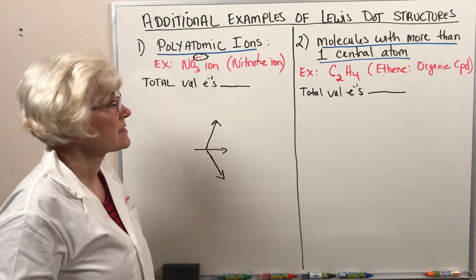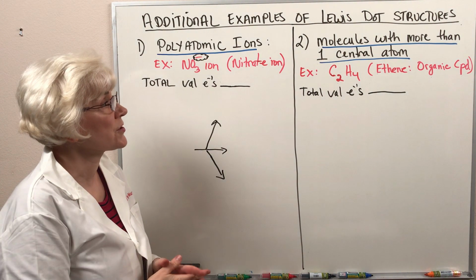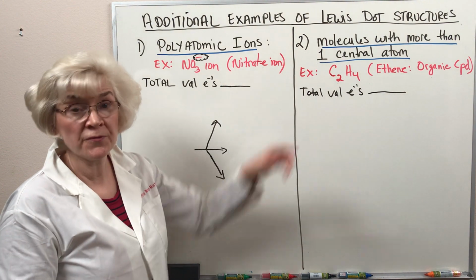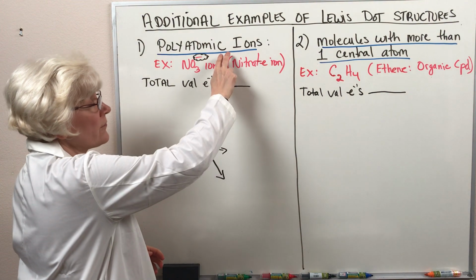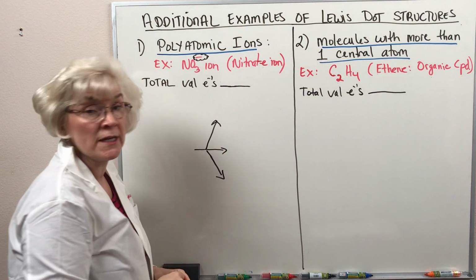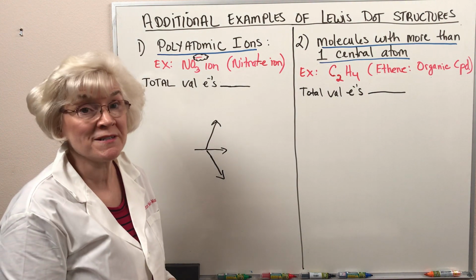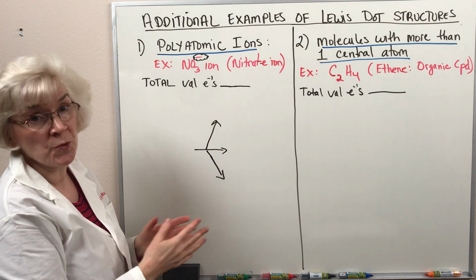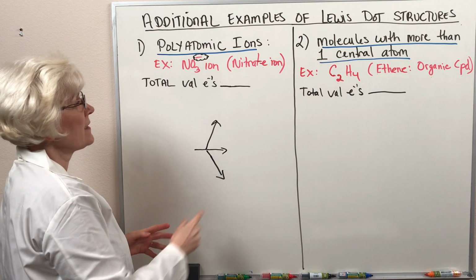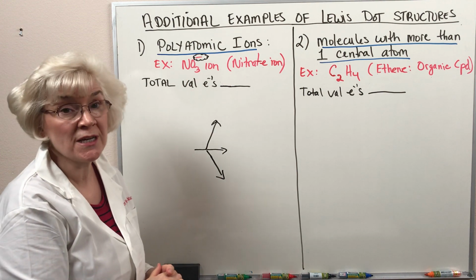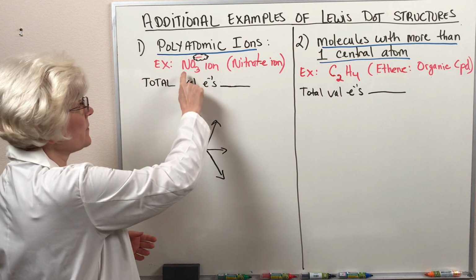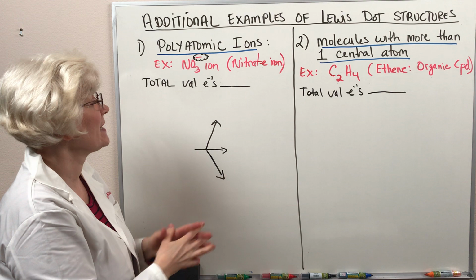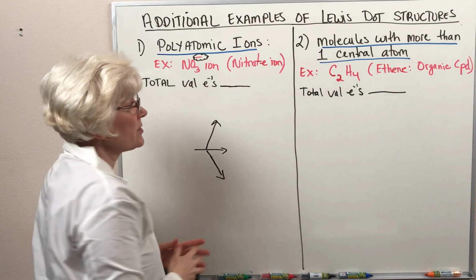Before we finish our discussion of drawing Lewis dot structures for molecular compounds, I'd like to do two final examples with you, one involving polyatomic ions and one involving molecules with more than one central atom. So let's look at our polyatomic ion situation first. The ion that I am using for an illustration is the nitrate ion, its formula NO3 with a -1 charge being carried by the entire ion.